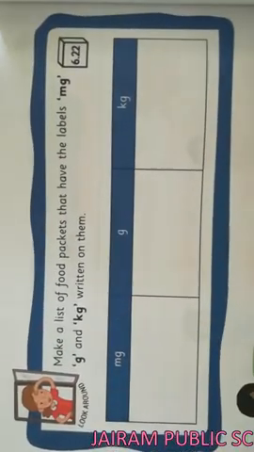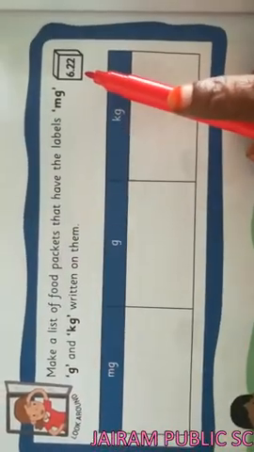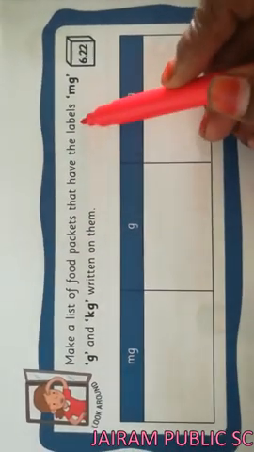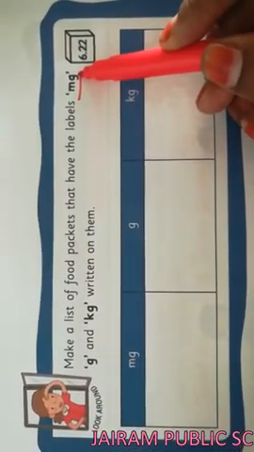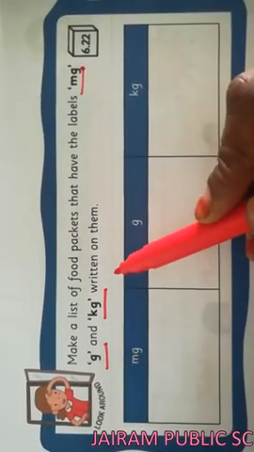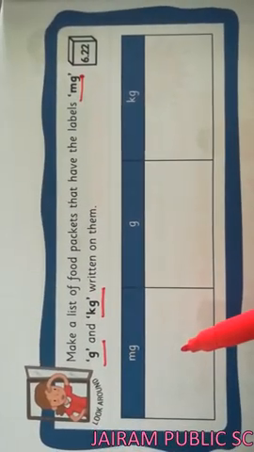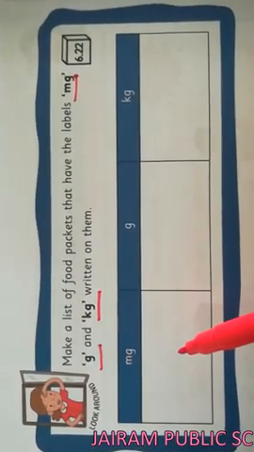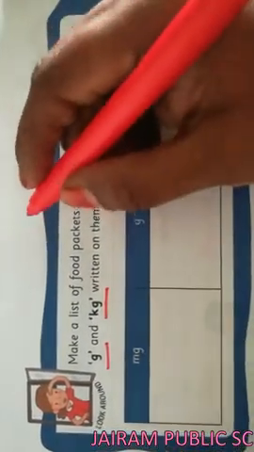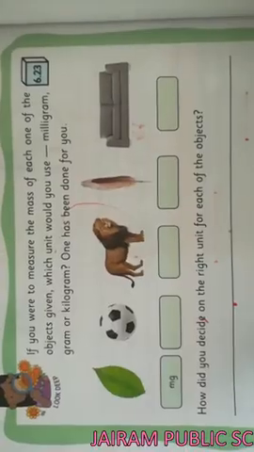Next, studio book page number 154, children. Look around activity, activity number 6.22. Make a list of food packets that have labels as mg, which means milligram, g, gram, and kg, kilogram written on them. You have to take a food packet, then you have to see which packets are measured as milligram, gram and kilogram. This is your home fun. You have to write the name of the packets over there, children.